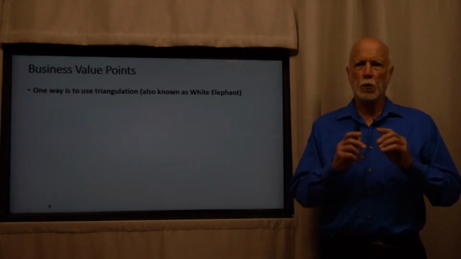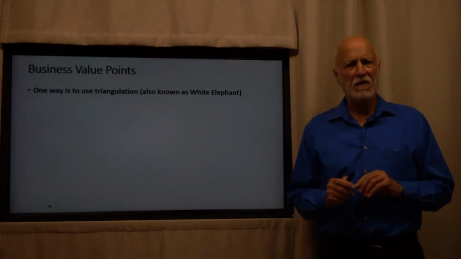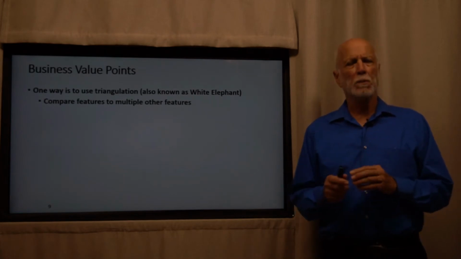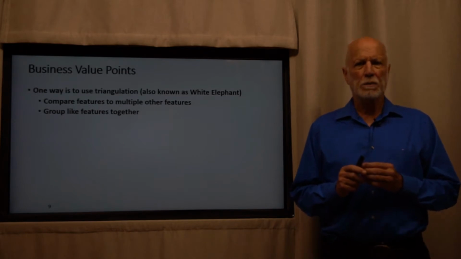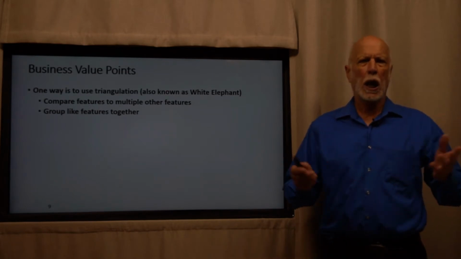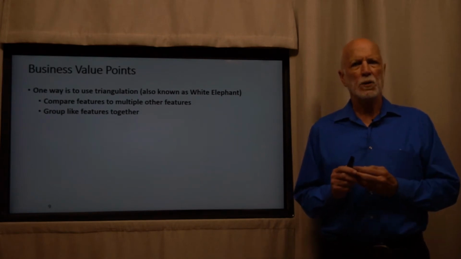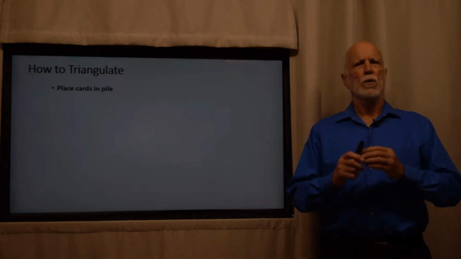We can use triangulation. Some people also know that as the white elephant. And here we compare features to multiple other features and group like features together. Now this can be both for features or items or any other things that you're trying to get some relative value between. So how do you triangulate? Well, here are the rules of the game.